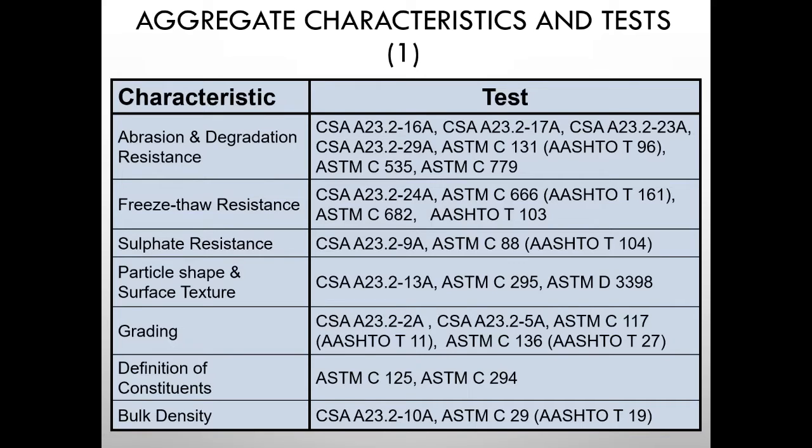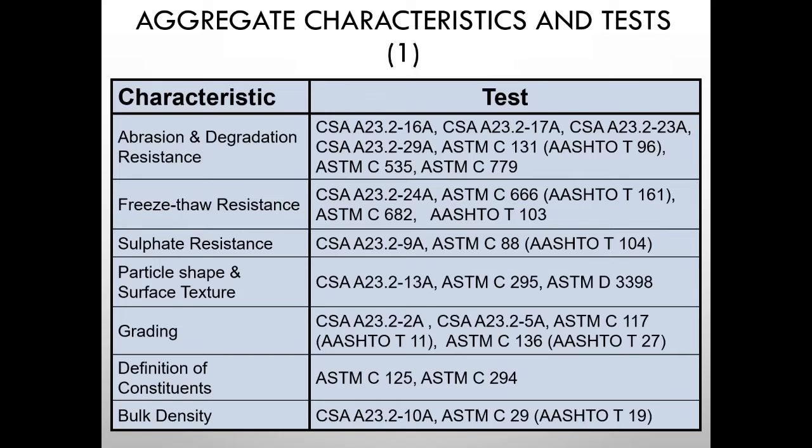The next couple of slides lists the aggregate characteristics and corresponding tests to determine those aggregate characteristics. Again, there's numerous tests that we look at for aggregate to make it ideal for concrete. And again, the tests you can see, there are CSA tests, there are ASTM tests, there's even AASHTO tests. So there's standards. Typically, these standards are the ones that are specifying the type of tests and the procedures required to produce those tests. So we're looking at some of the characteristics: abrasion and degradation resistance.